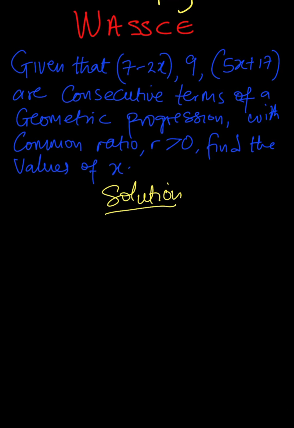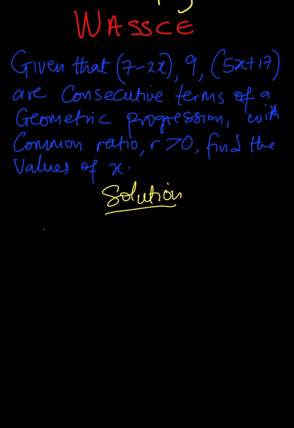And to get the common ratio of any geometric progression, you need to divide the second term by the first term, or you divide the third term by the second term, or you divide the fourth term by the third term. This is how to get the common ratio of any given geometric progression. Okay, now let's go there.